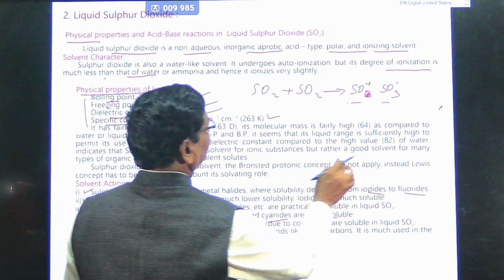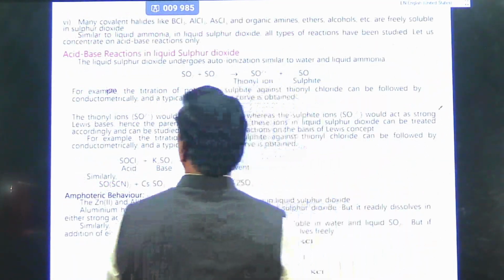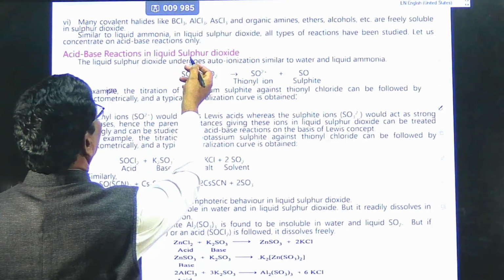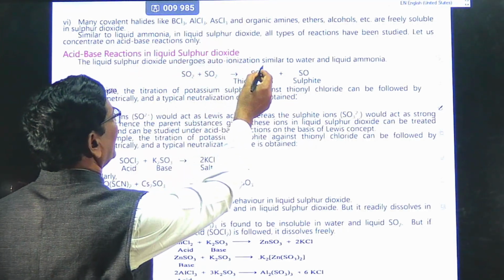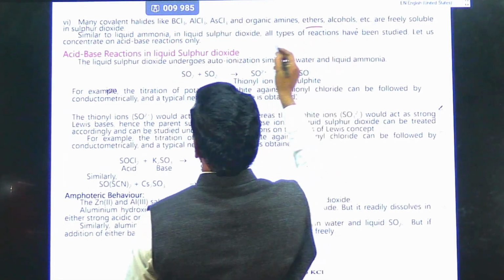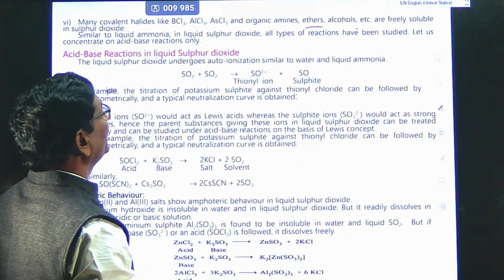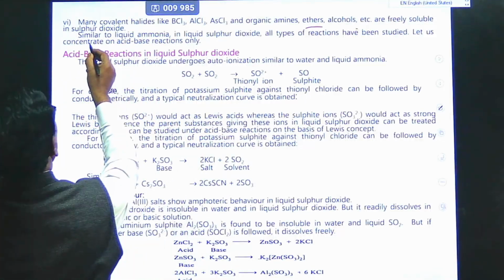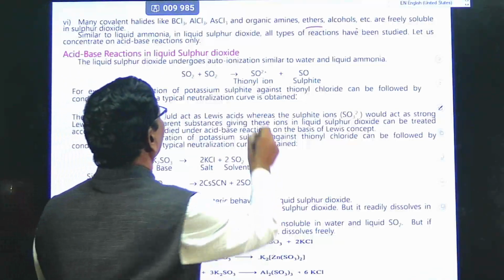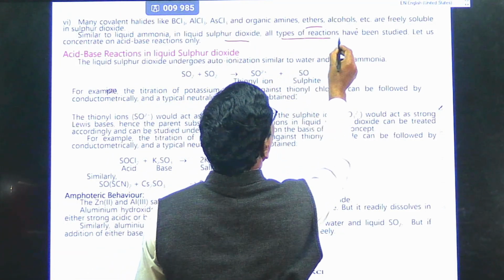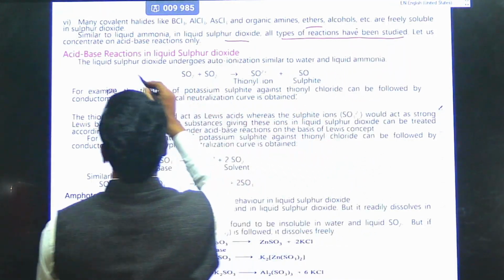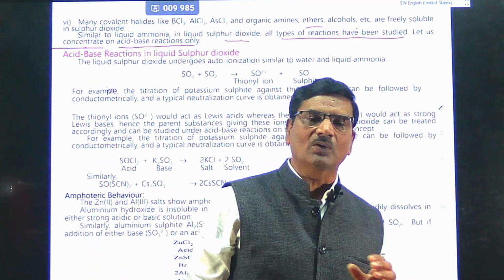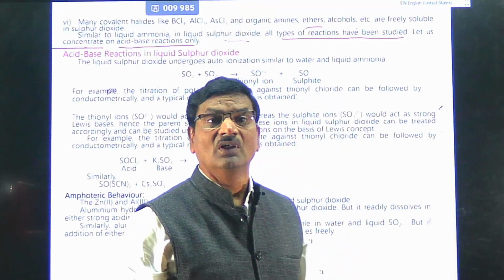Then next, many of the covalent halides like BeCl2, AlCl3, AsCl3, organic amines, ethers, alcohols, etc. are freely soluble in liquid SO2. Then the last one: similar to liquid ammonia, all types of reactions in liquid sulfur dioxide have been studied, so let us concentrate on the acid-base reaction only. It means we are going to proceed to the acid-base reactions.